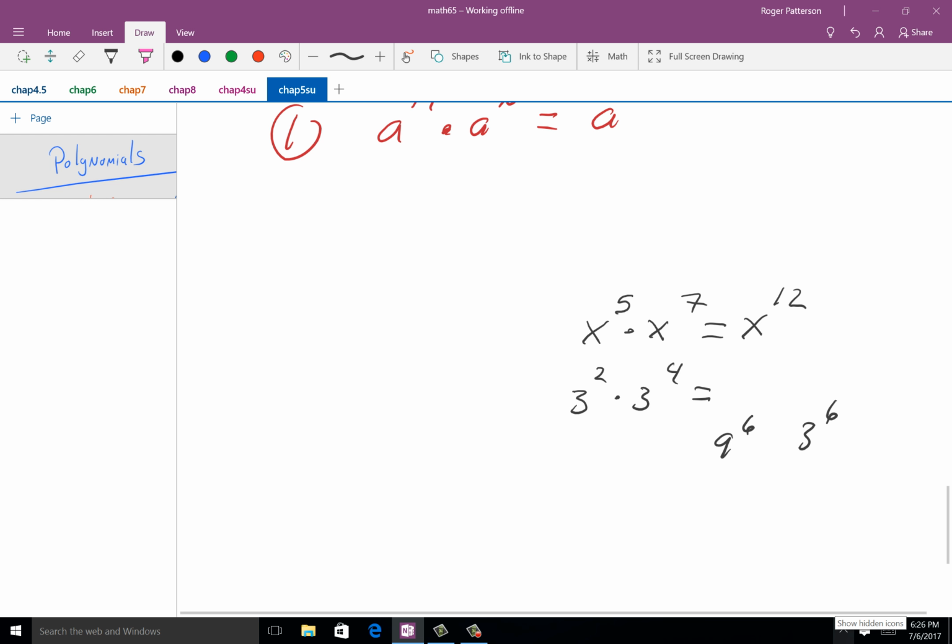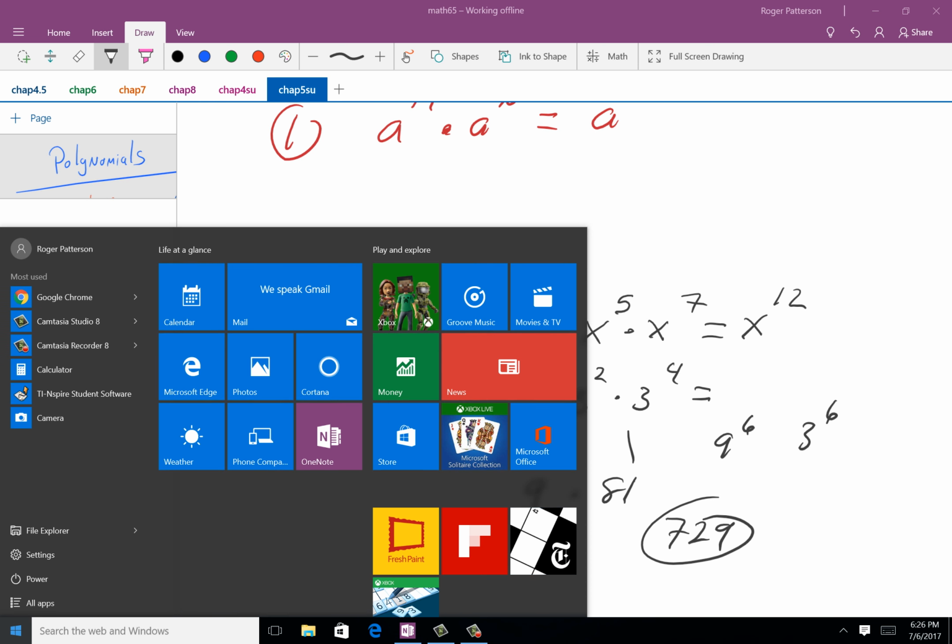Okay. So let's see which one it is. 3 to the 2nd is 9. And 3 to the 4th, let's see, that's 3 times 3 times 3 times 3. So 3 times 3 is 9, times 3 is 27, times 3 is 81. And this is going to be 729. Okay. So now I'm going to get a calculator, see if I can find one.